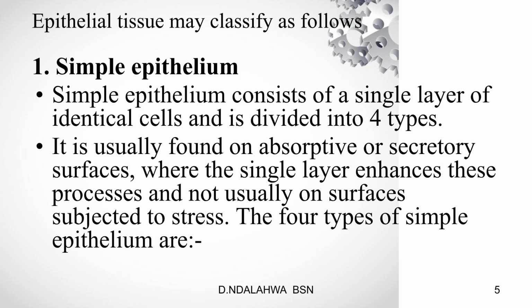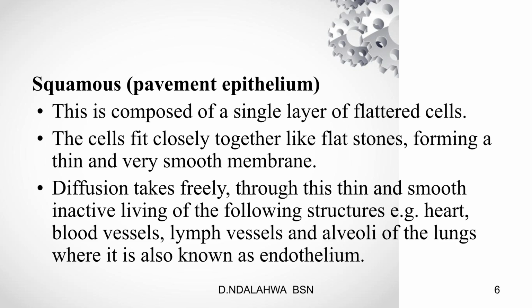Epithelial tissue is classified, starting with simple epithelium, which consists of a single layer of identical cells. It is usually found on absorptive or secretory surfaces, enhancing these processes. Squamous epithelium, also known as pavement epithelium, is a single layer of flattened cells. They fit closely together, forming a thin and smooth membrane that allows free diffusion. It lines structures like the heart, blood vessels, and alveoli.